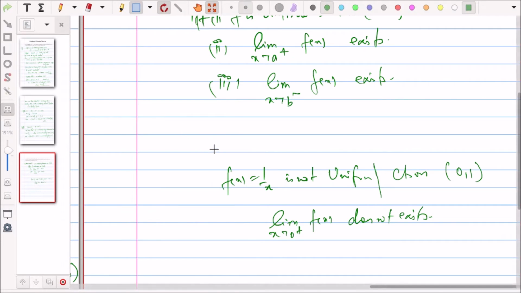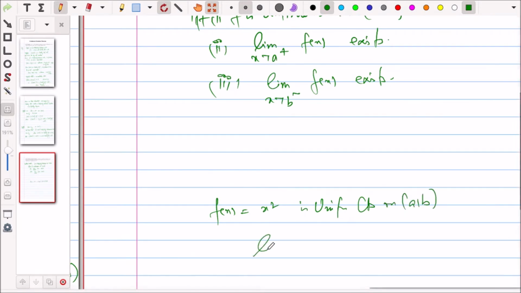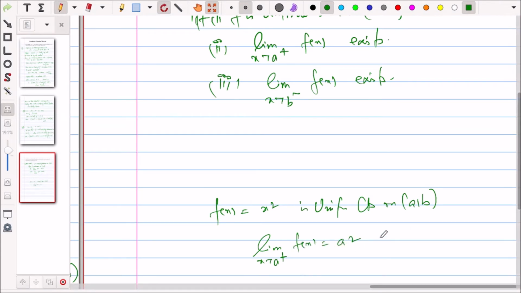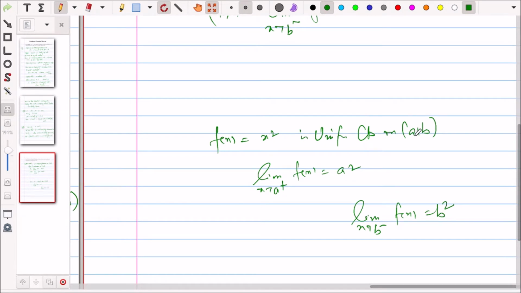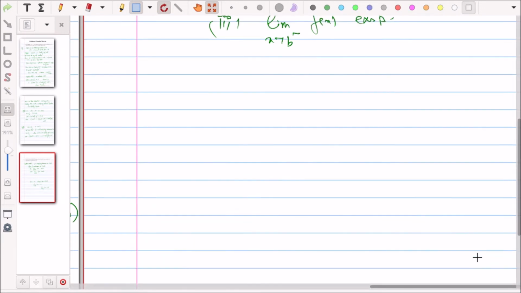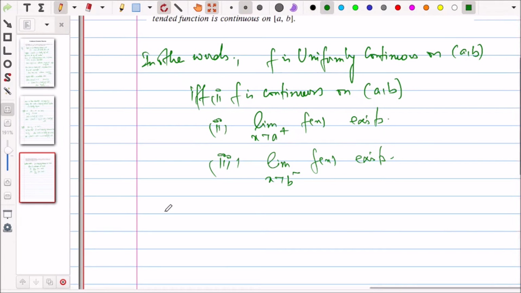Now let us see, the function f(x) equal to x square is uniformly continuous on any open interval (a, b), because the limit as x tends to a positive of f(x) is equal to a square, which exists, and the limit as x tends to b negative of f(x) is equal to b square, and clearly f is continuous on the open interval (a, b). So this is uniformly continuous. So using the continuous extension theorem, you can easily say which function is uniformly continuous and which function is not. So you just need to have this property. Let us now write its proof.